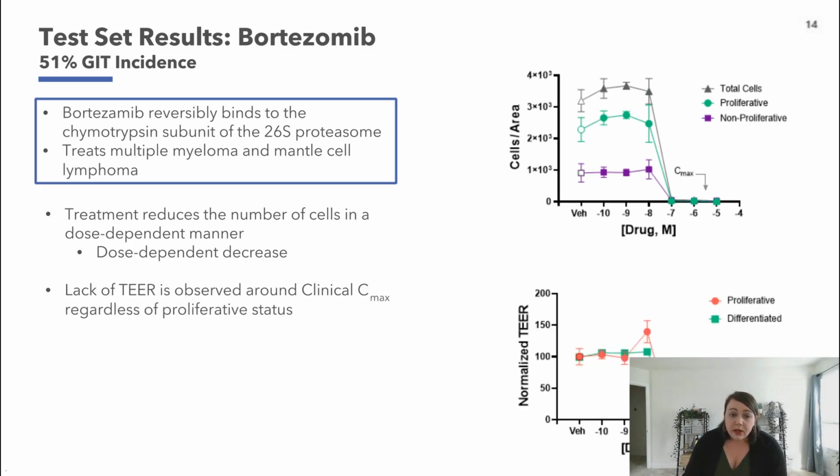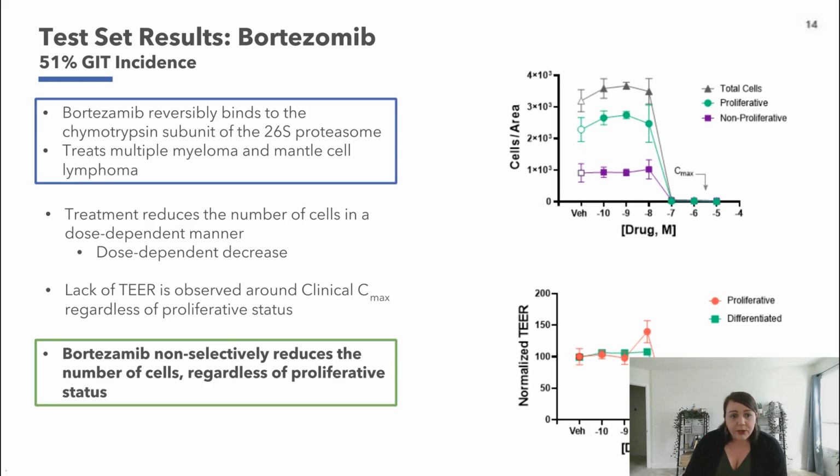And when we look at the cells' ability to form barriers, we do see that both in the proliferative and differentiated cells, we do not have the ability to form a barrier at about this 10 to the negative 7, 10 to the negative 6 concentration. And we do have the Cmax pointed out here, showing that our platform is a little more sensitive than the Cmax that we would see in the clinic.